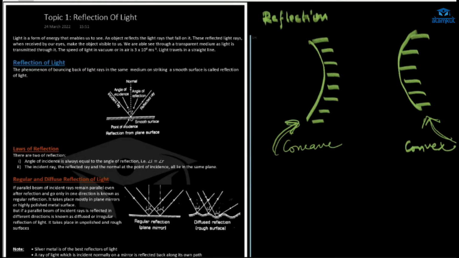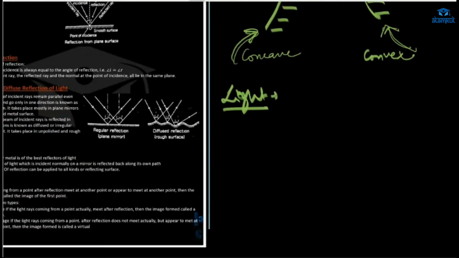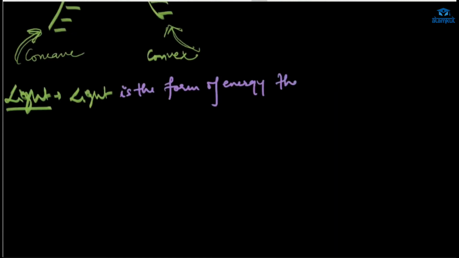What is reflection? What is light? First we will see what is light, because the chapter is light. This is a form of energy that enables us to see anything. Light is the form of energy that enables us to see any object. When it's dark, we can't see the objects, and when there is light, then we can see the objects. How? Through light rays falling on the object.